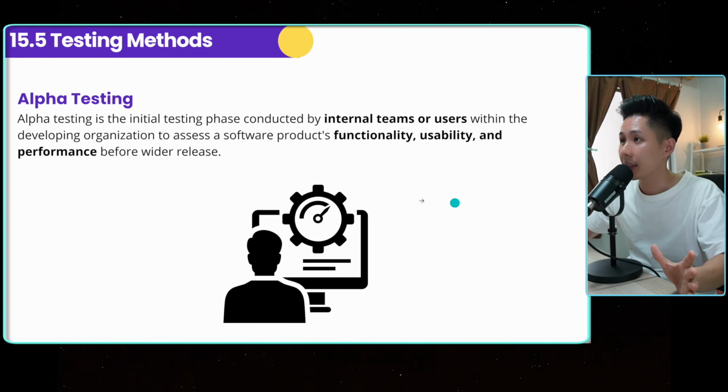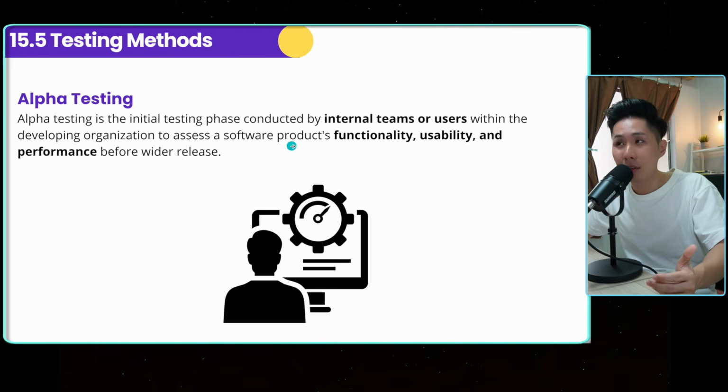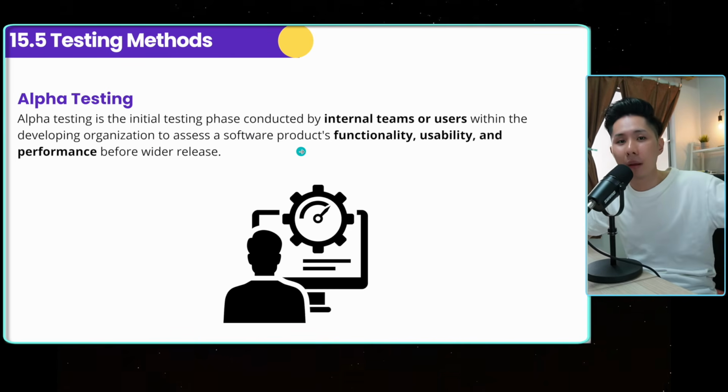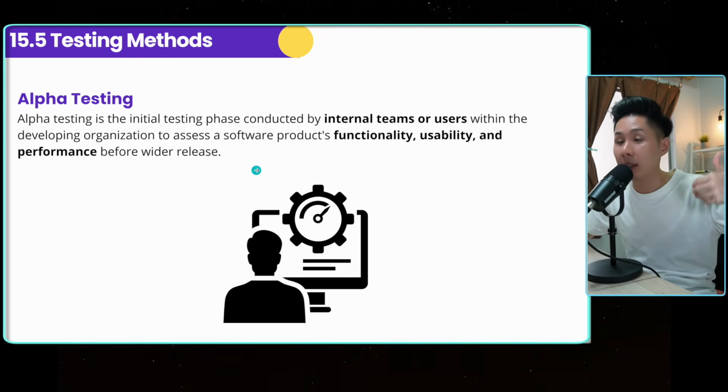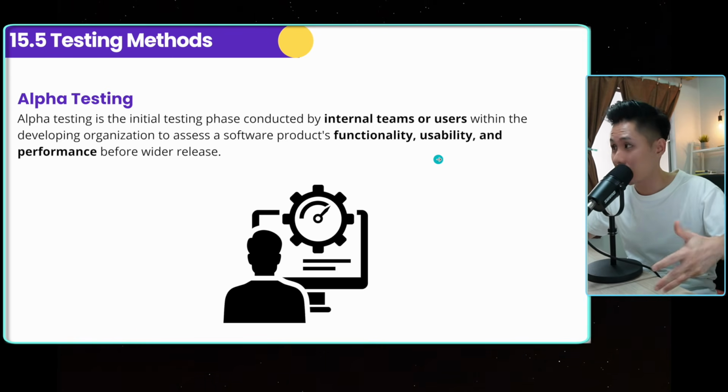Next one, alpha testing. It is the initial testing phase conducted by internal teams or users within the developing organization to assess the software, meaning the team that developed the software, before they launch it to the public, does an alpha test, meaning they test it out themselves. And of course, this is still not very effective because you know your code.